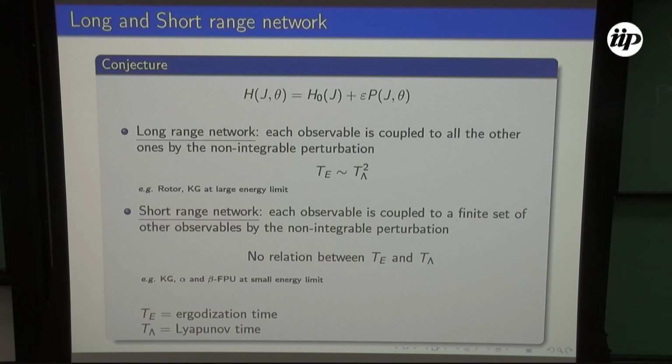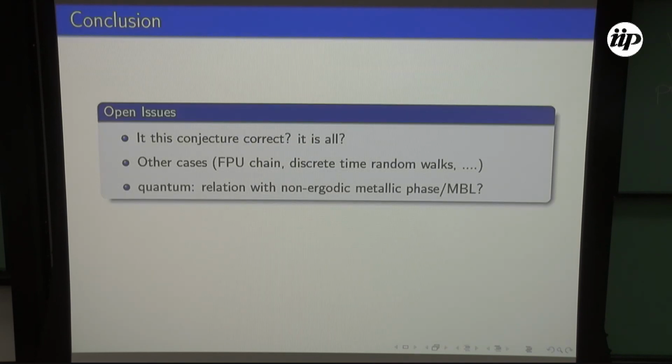And is this separation into long and short range networks all, or are we leaving something behind? Well, since the world of nearly integrable systems is so rich, probably we are leaving something behind, but what, we don't know. Now, we have to figure out what is happening in the FPU chain, where everything started, and this is still an unsolved issue. Then we want to look at discrete time random walks, in particular to improve our numerics. And then there is a very long-term goal, which most probably will not even be mine: everything we are talking about now is a classical system. Is there any relation with quantum systems, in particular with MBL and the non-ergodic metallic phase? And with that, I thank you.